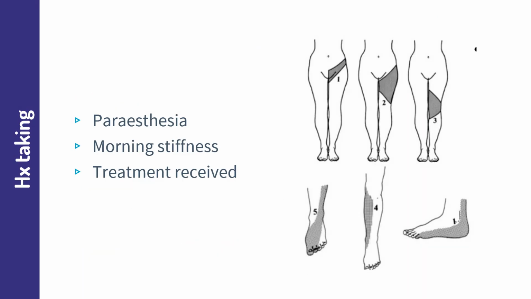So next, ask for paresthesia. L1 is over the groin, L2 will be affected when there is paresthesia over the anterior aspect of the thigh, L3 in the anterior aspect of the knee, L4 on the medial border of the calf, L5 over the dorsum of the foot, and S1 over the lateral border of the foot and the little toe. Now ask for the history of any morning stiffness, which is common in ankylosing spondylitis, and also any past treatment received for this particular problem.